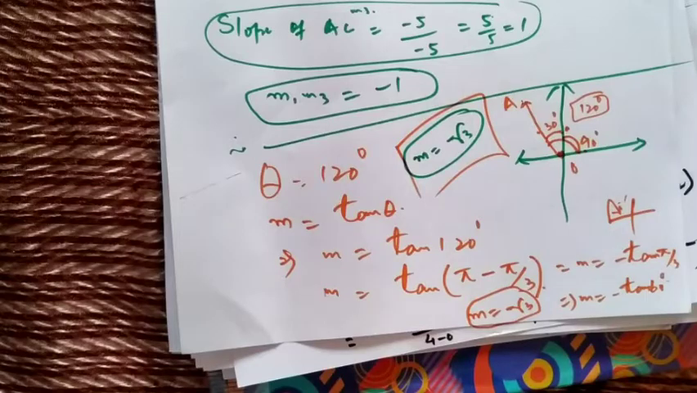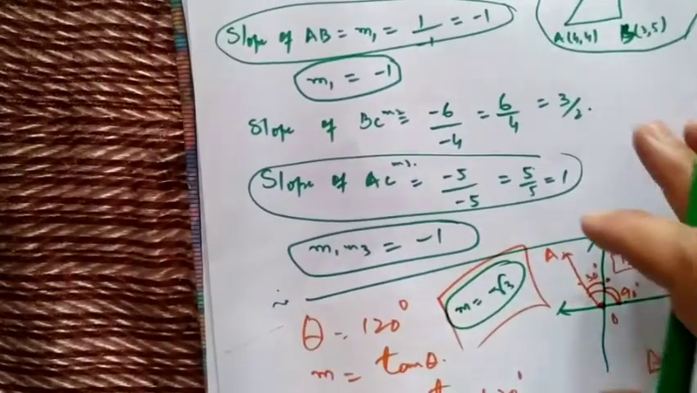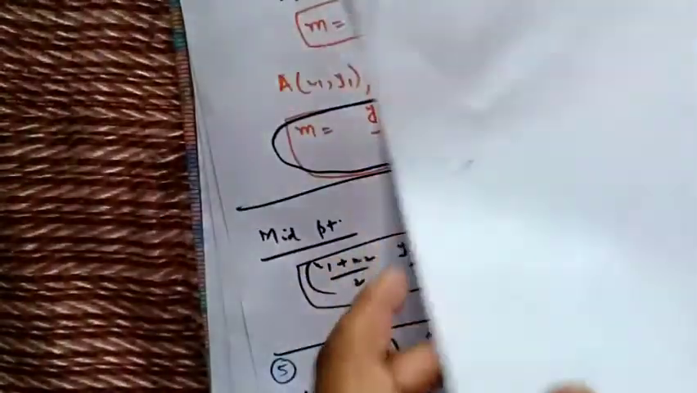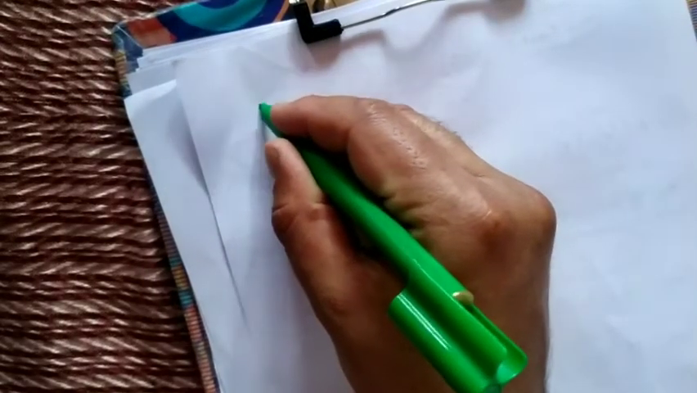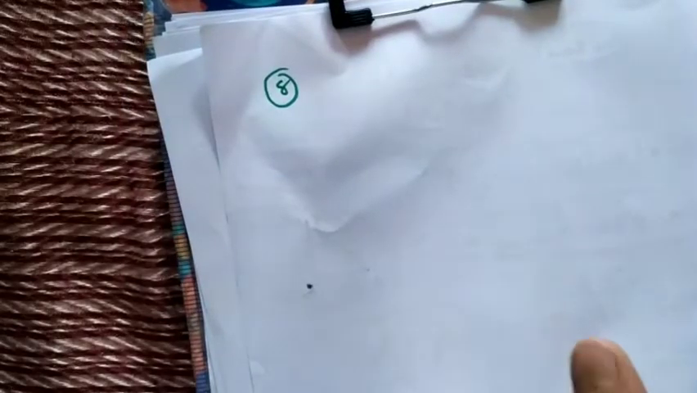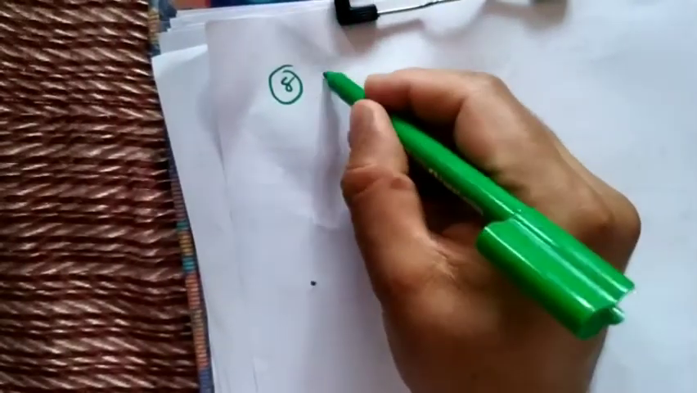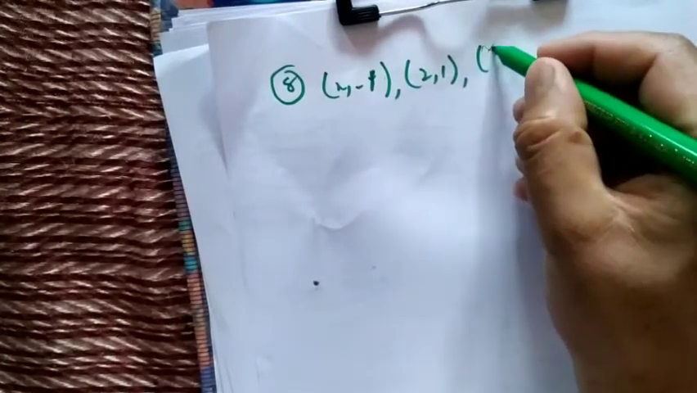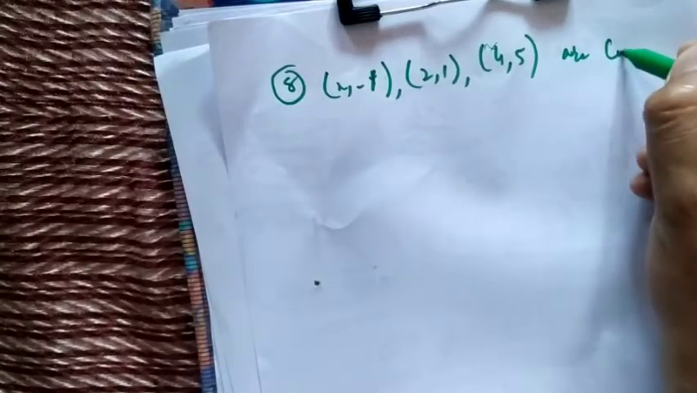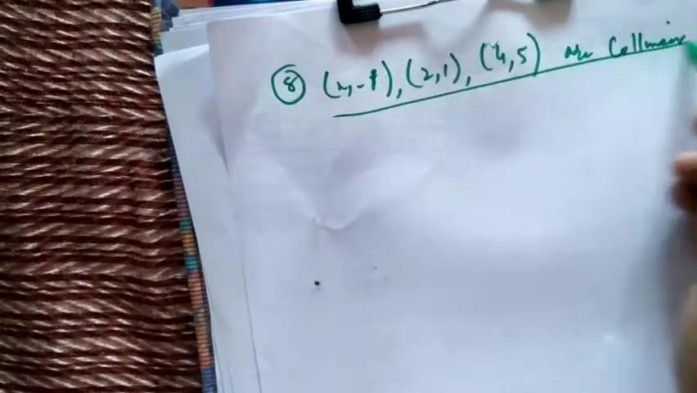One more question, beta, it is a very important question. Question number 8: find the value of x for which the points (x, -1), (2, 1), and the third point (4, 5) are collinear. So the points are collinear, and you have to find the value of x.